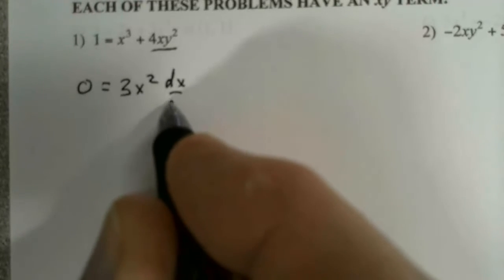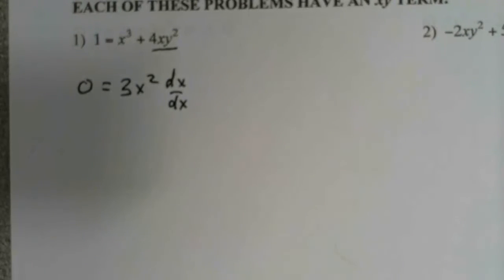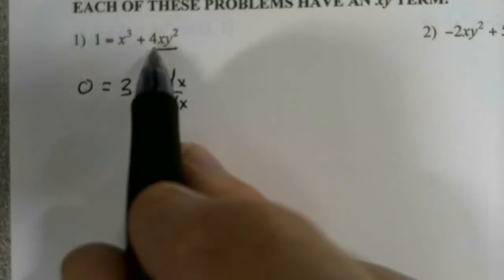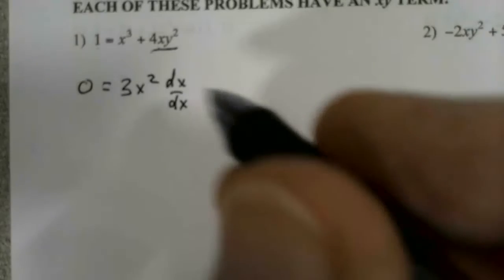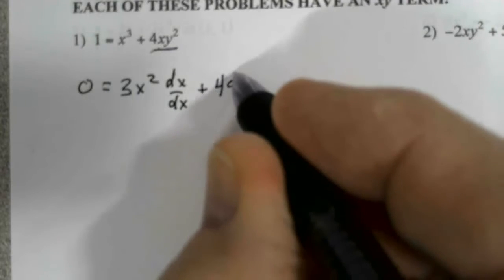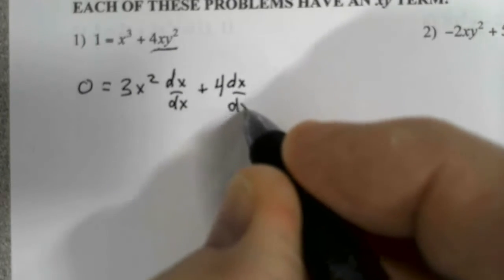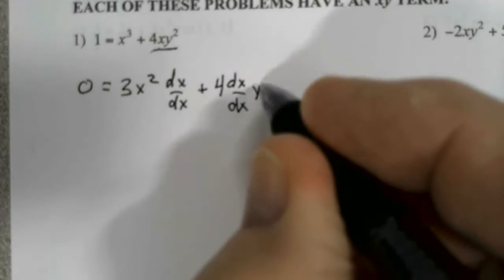third is 3x squared dx dx. Now we have this 4xy squared. So we need to do this in parts. So we're going to take the derivative with respect to the x part, and then the derivative with respect to the y part. So let's do the x part first. This becomes 4 dx dx because the derivative of x is 1, and what we're left with is y squared.